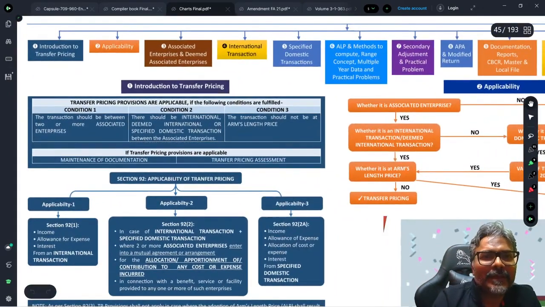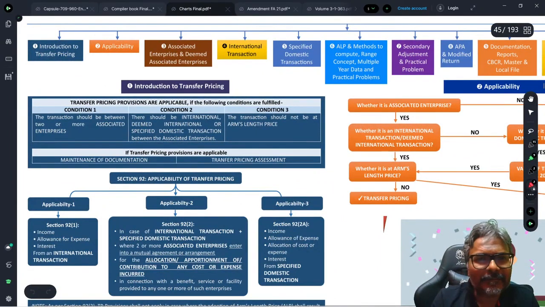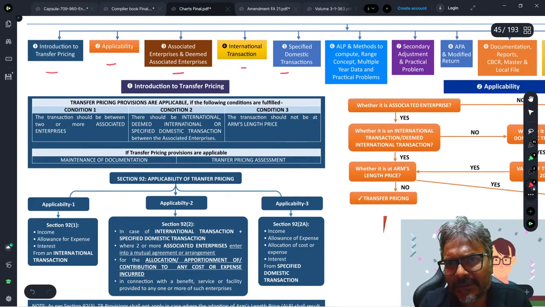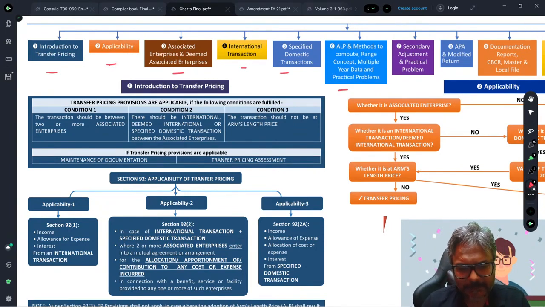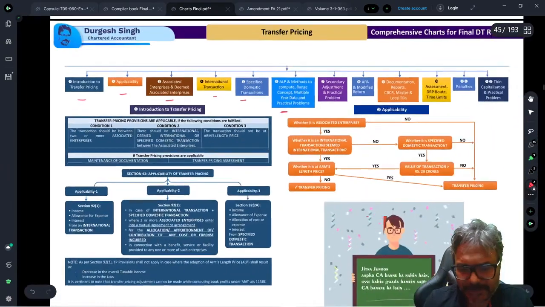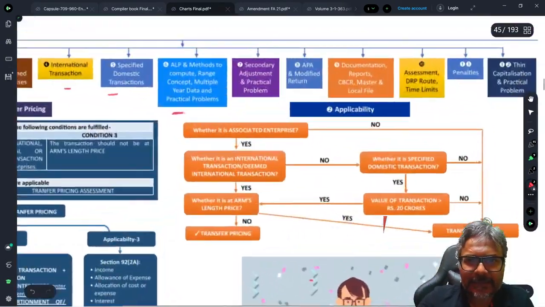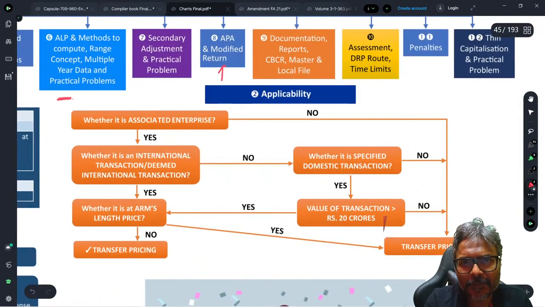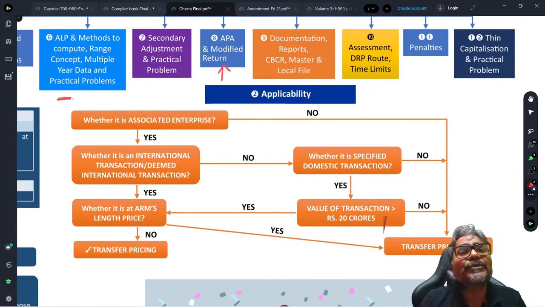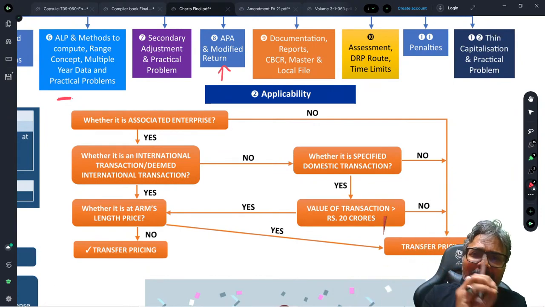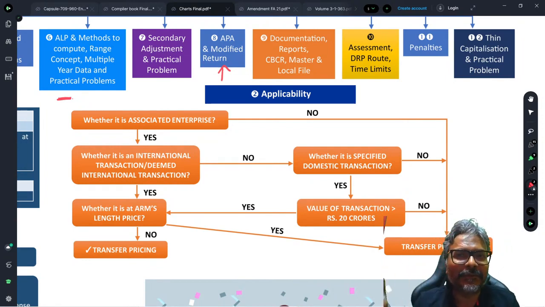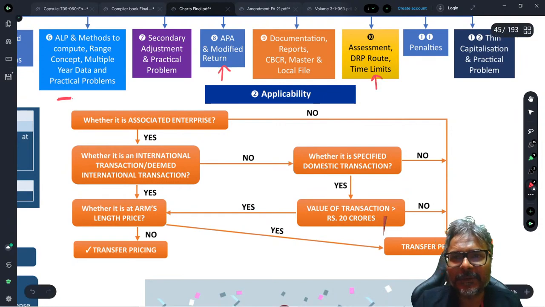If you can see this part carefully, there is an introduction, then there is applicability: international transaction, specified domestic transaction. Then point number 6 is the methods of determining the ALP. Thereafter, the secondary adjustment, 92C, APA, modified return. Again, one of the most important areas for your upcoming examination. Documentation, report, CBCR, master file, local file. Absolutely critical areas so far as our paper is concerned. Assessment, DRP route, time limits, penalties, and thin capitalization and the practical problems thereon.